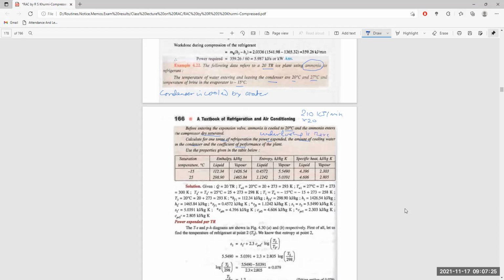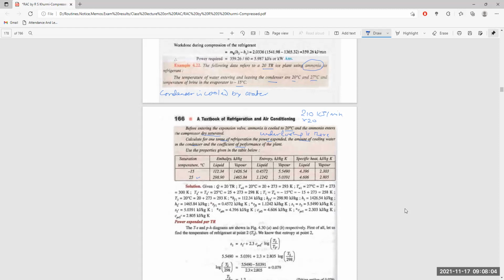And next is the temperature of brine in the evaporator, minus 15 degrees centigrade. So brine is creating an evaporator temperature at minus 15 degrees centigrade, which means it is the lower temperature T1. Higher temperature is more or less given as 25 degrees centigrade, which is also given here, but it is supposed to be 27. Okay.